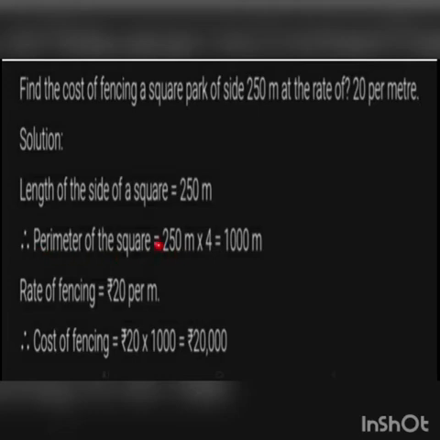So the perimeter of the square park will be 250 into 4. 4 into side is the perimeter. So 250 into 4, you will get 1000 meter. Now 1000 meter of length is there for fencing. Now the cost is rupees 20 per meter. So for the total length the cost will be 20 into 1000, that is rupees 20,000. These are direct applications. Side is given. You have to find first the perimeter, then you have to find the cost of fencing.